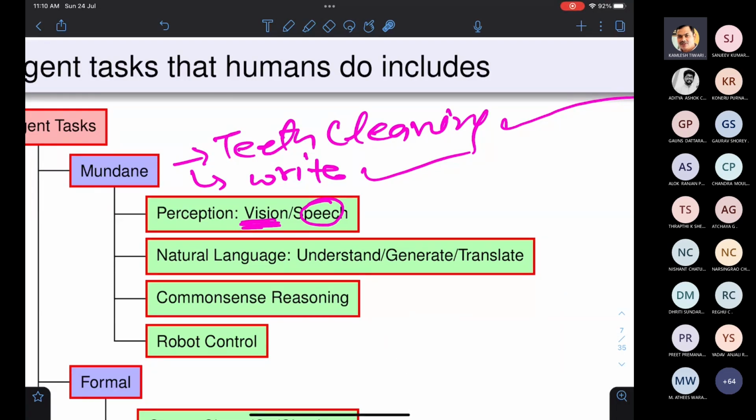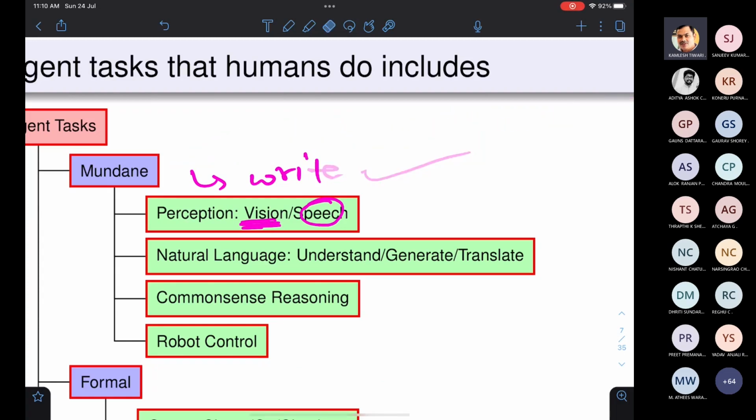I'm sorry, I'm not good at drawing. You'd be able to catch that particular ball immediately. Common sense: I know where the ball was going, so I can raise my hand and catch it. Robot control, repetitive tasks, all these things are mundane tasks. These are very simple tasks that if you do, I say that you are intelligent.